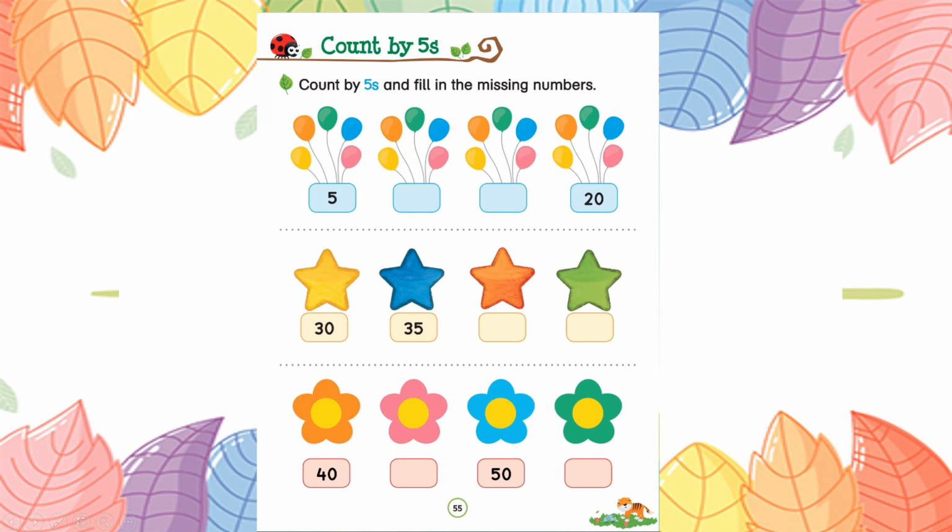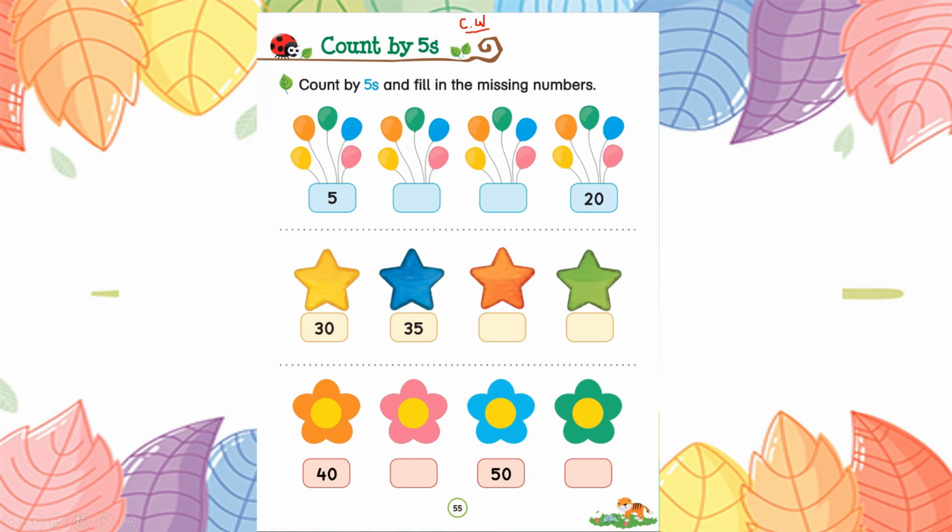So children, was it fun? Now you know counting by 5 very well, right? So you can do this exercise now. So let us put a CW here and do this exercise. Okay. Count by 5 and fill in the missing numbers.